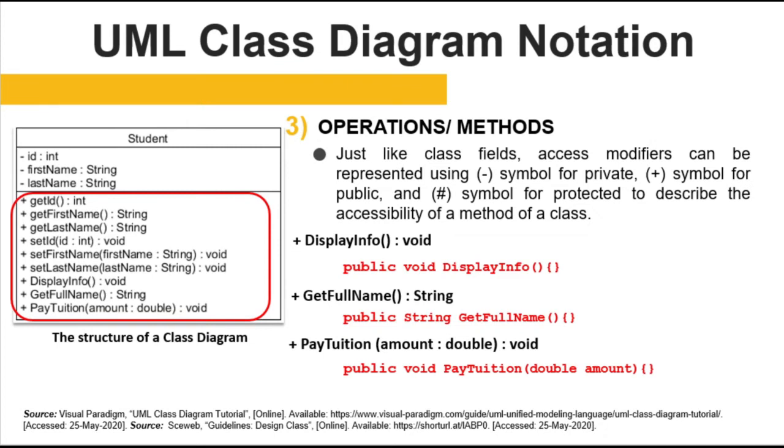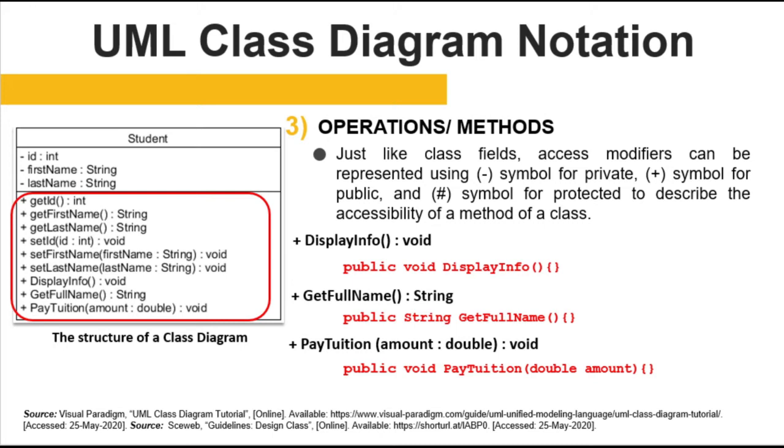In defining operations or methods inside the class diagram, the naming convention should be followed just like the naming convention in the actual Java code, which is lower camel case for methods, including getters and setters. Additionally, access modifiers can be represented using, again, the minus symbol for private, the plus symbol for public, and the pound symbol for protected to describe the accessibility of a method of a class. Notice that we include here the getters and setters because they are also methods.